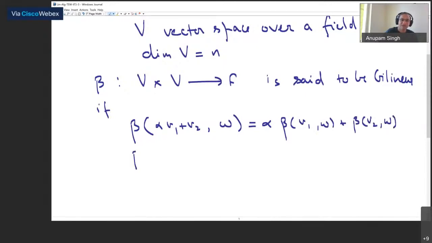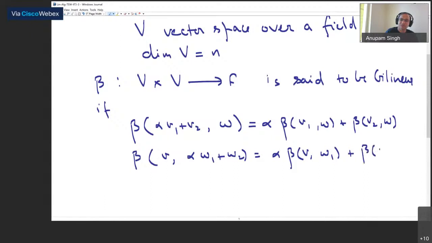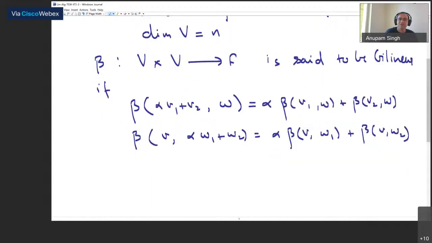And similarly, in the second coordinate, if I fix the first coordinate v, and if I take alpha w1 plus w2, then again alpha comes out, and it is alpha beta of v comma w1 plus beta of v comma w2. So the first condition means it's linear in the first coordinate, and the second condition means it's linear in the second coordinate, and that is why it is called bilinear. It's linear in both coordinates. So such maps are called bilinear maps or bilinear forms. So this is a definition.